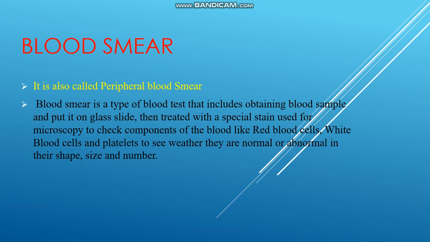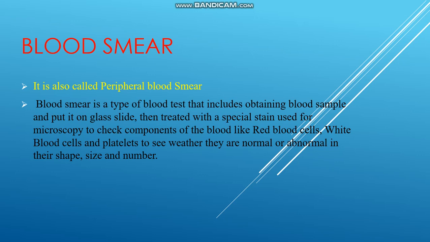EDTA stands for ethylenediaminetetraacetic acid, which is a type of anticoagulant present inside the tube, and it doesn't allow the blood to clot. Then it is treated with a special stain used for microscopy to check components of the blood like red blood cells, white blood cells, and platelets to see whether they are normal or abnormal in their shape, size, and number.